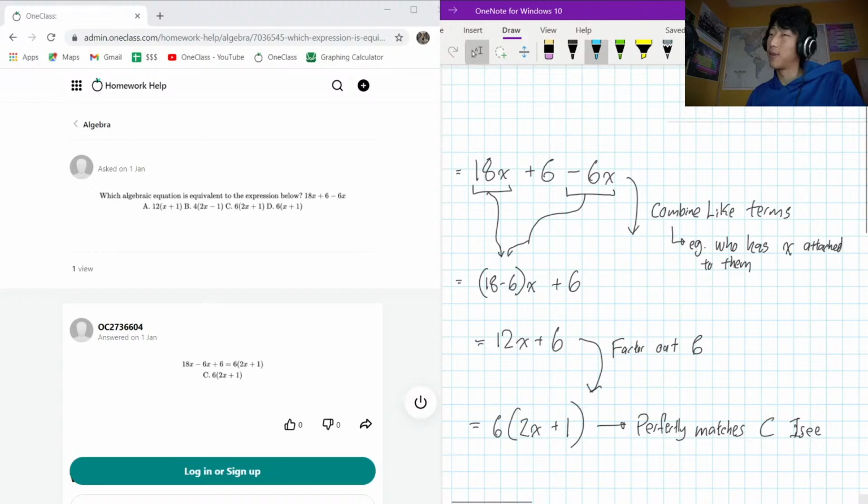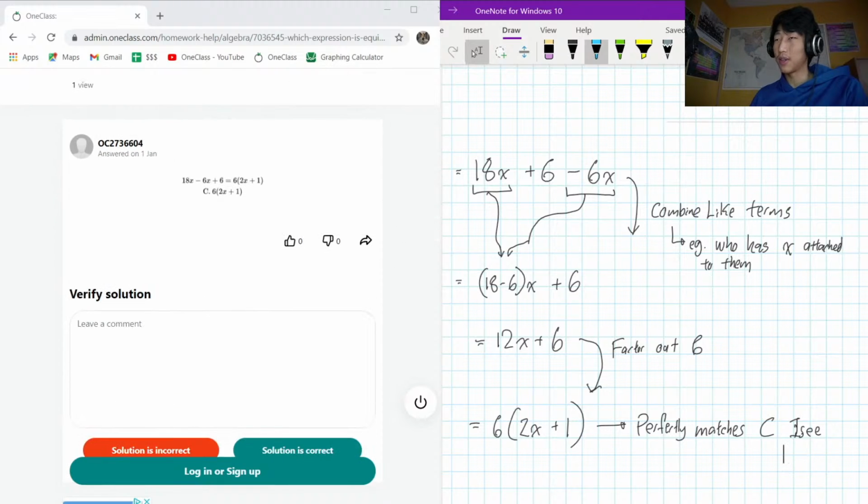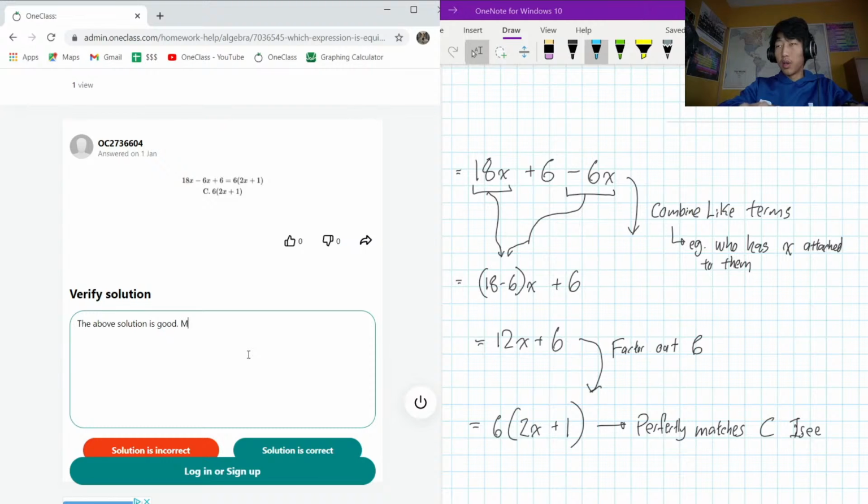So it perfectly matches C, and just for good measure, when we look at D, if we multiply that out, it is going to be 6x plus 6, and that is not what we want. So D is disqualified. C is the only one that is working out that I see, so it's got to be C. Sounds good? Cool. So the above solution is good. Good would be better. Slightly showing the steps.